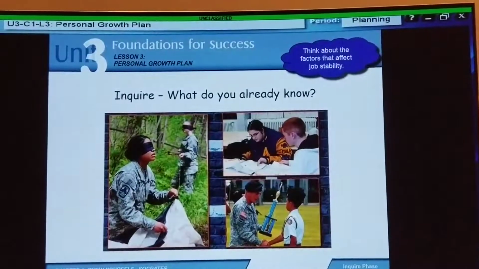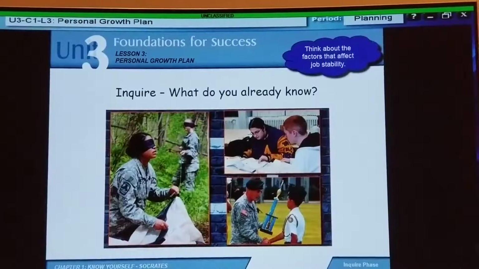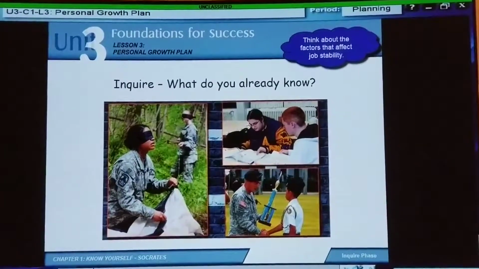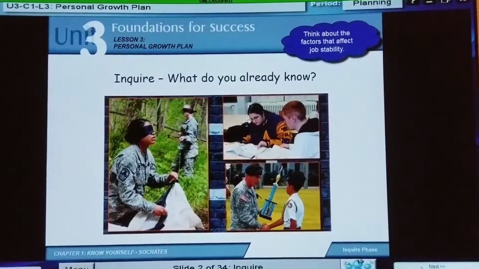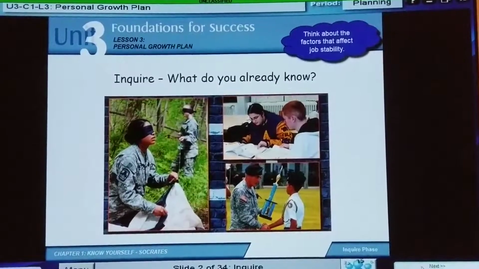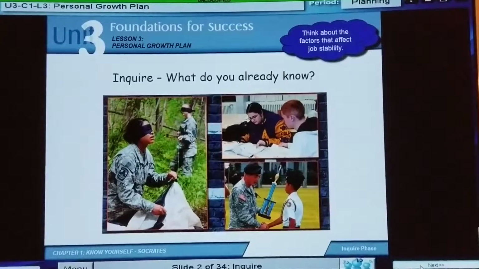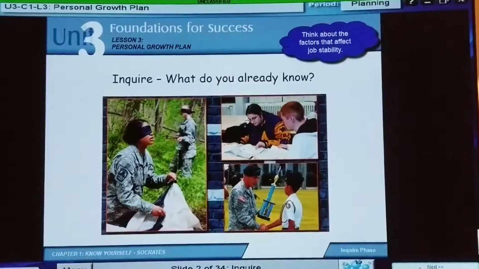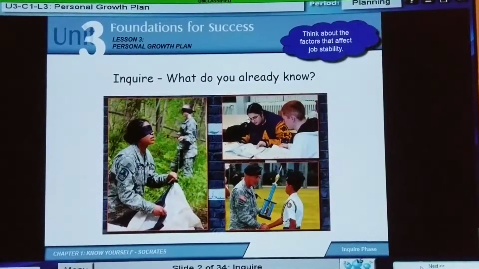Think about factors that affect job stability. That is actually a very key thing to think about, especially in this day and age. It used to be that folks could get hired onto a job and reasonably expect to retire from that job after many years of service. These days, that's no longer a guarantee. It's a very competitive market.